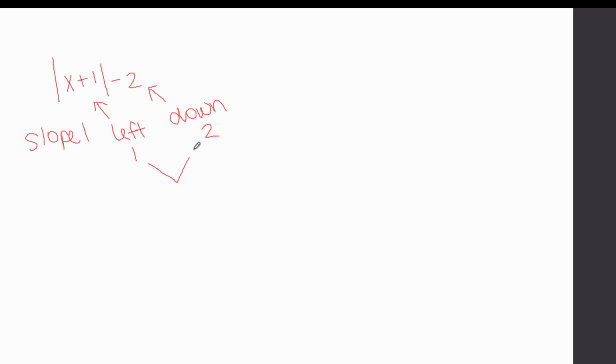Okay, these 2 points here are what make your vertex. So because I'm left 1, that would be -1, down 2 would give me -2. So when I go to actually graph this function, if I go left 1, down 2, that will be my vertex point. Remember, the vertex is the center of the graph.